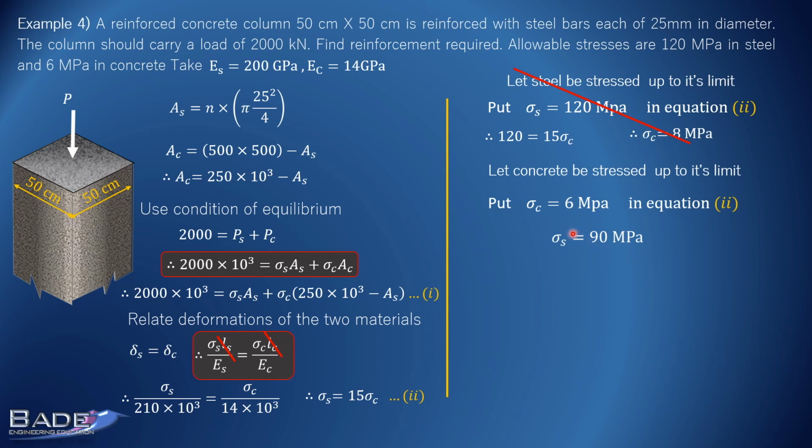So yes, we should use steel and concrete in such a way that stress in concrete is 6 megapascal and stress in steel is 90 megapascal. These two values of stresses satisfy this equation. So 15 into 6 equal to 90. So we can put these values in equation 1. So put sigma s as 90 megapascal and sigma c as 6 megapascal and find the corresponding value. So AS is 5952.4 millimeter square.